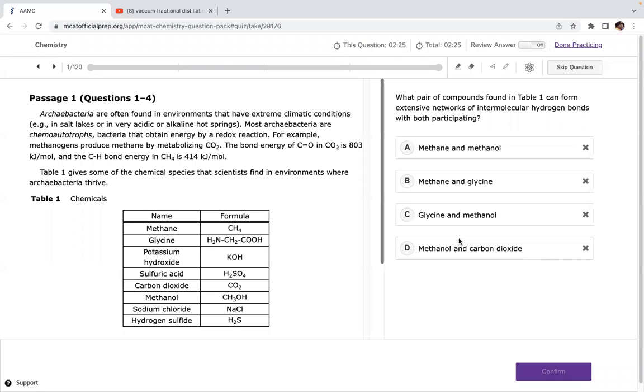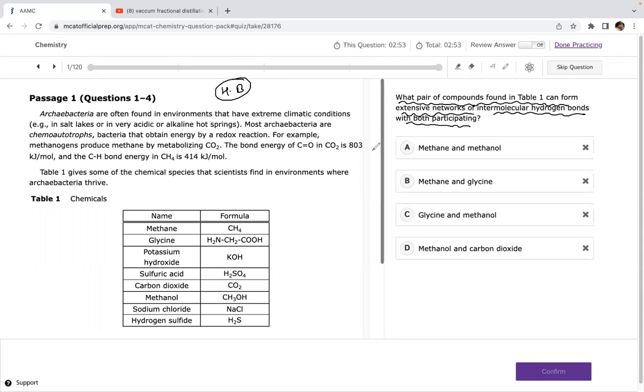Hi everyone, today I'm going to talk about AAMC practice problems based on chemistry. If you look at this question, it is asking which pair of compounds found in Table 1 forms an extensive network of intermolecular hydrogen bonds, with both participating. So basically it is all about hydrogen bonding.